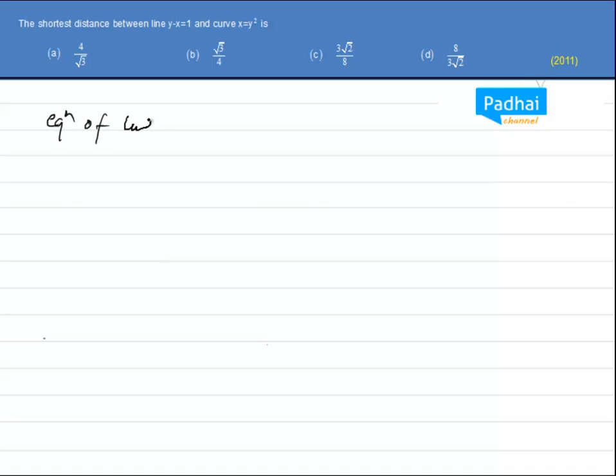The first line given here is y minus x equals 1, and the curve is x equals y square. So y equals 1 plus x. Okay, and x equals y square.